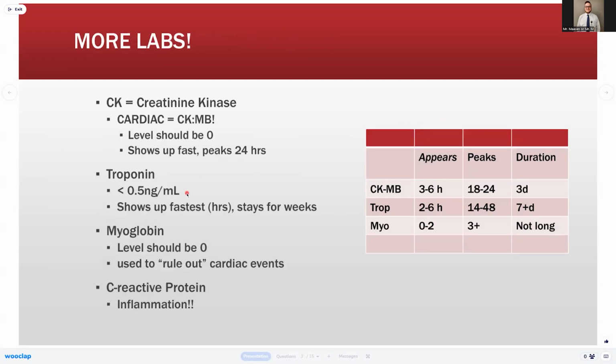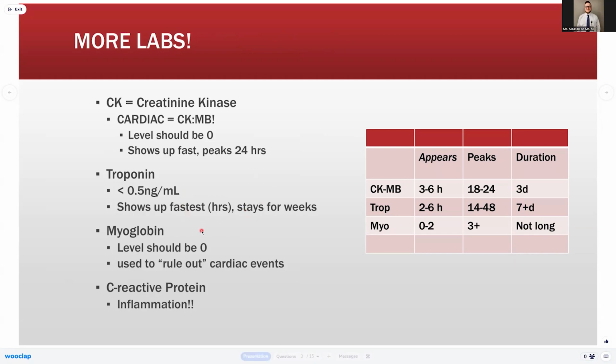Other labs, CK, creatinine kinase, also specifically cardiac is CKMB. Usually this level should be 0. If this is elevated, it kind of means cardiac injury. Same thing with troponin. Troponin should be less than 0.4, 0.5, usually 0.4. If that shows up, usually takes a few hours for troponin to elevate, somewhere in the peak of like 24 hours. Maybe 6 hours to appear. Is a little slower to appear usually.